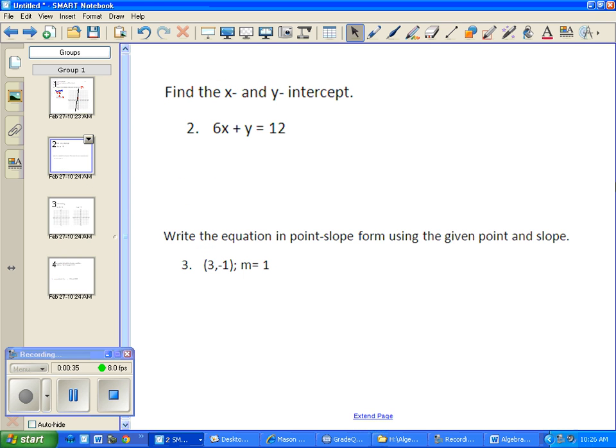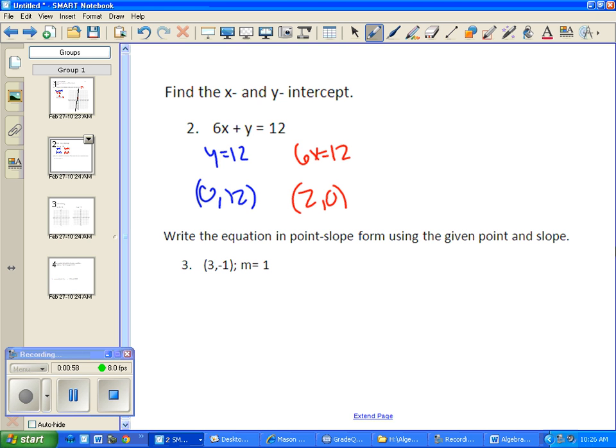Second one, find the x and y-intercept. Remember, you have to plug in 0 for x or y to find those two intercepts. If you plug in 0 for x, x goes away, and then you have the y-intercept. y equals 12. So I'll write the point 0, 12. Do the same thing by plugging in 0 for y. When y goes away, you have 6x equals 12, so that means the x-intercept is 2, 2 comma 0. You've got your two intercepts.